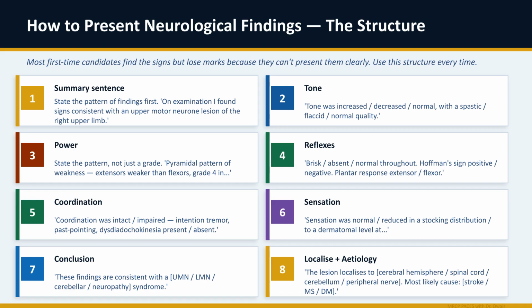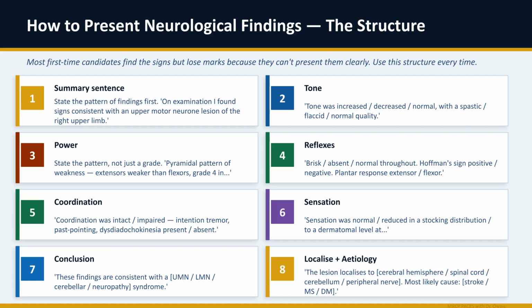Now, the thing most first-time candidates get wrong: how to present neurological findings. The framework I want you to use every single time is this. One-sentence summary. State the pattern of findings. Then systematically go through tone, power, reflexes, coordination, sensation. Then your conclusion. What syndrome does this represent? Then localization. Where is the lesion? Then etiology. What is the most likely cause? Let me show you what that sounds like.